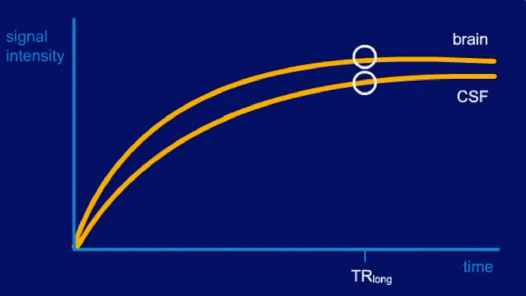The longitudinal magnetic vectors that will be tilted 90 degrees differ only to a small degree, so there will only be a small difference in signal intensity. In other words, little tissue contrast between brain and CSF. If we, however, send in the second pulse after a shorter TR, TR short, the difference in longitudinal magnetization is rather large, so there will be a better tissue contrast.